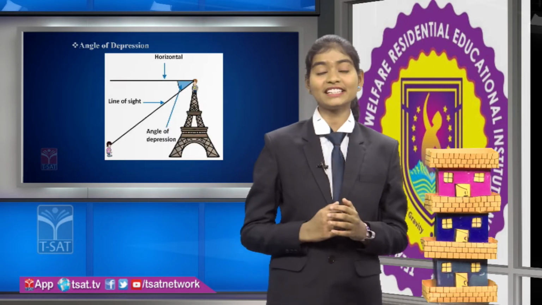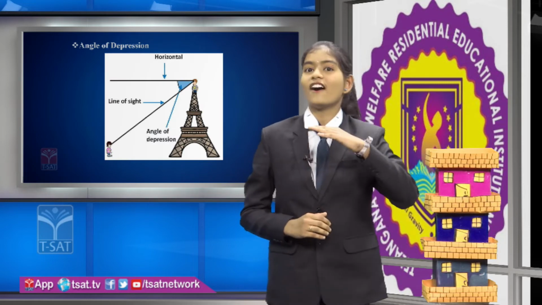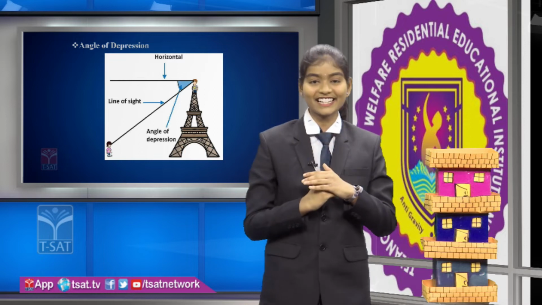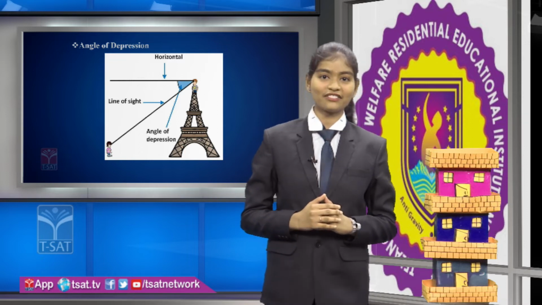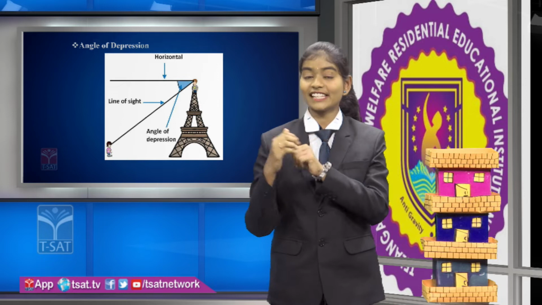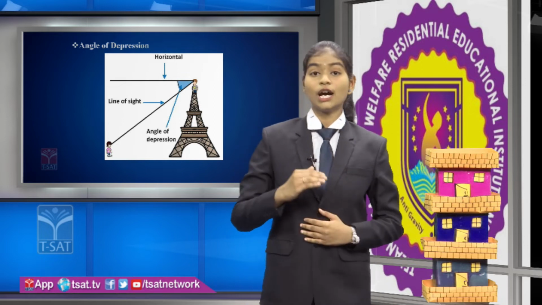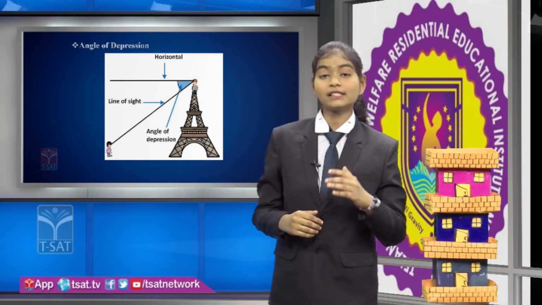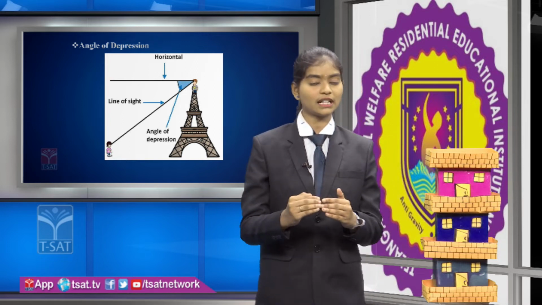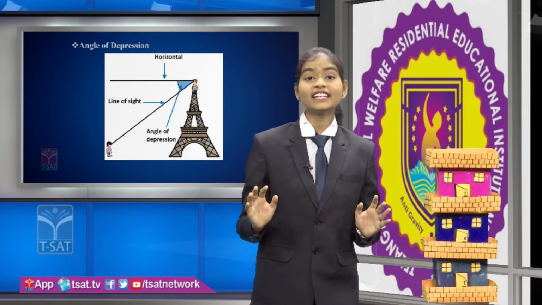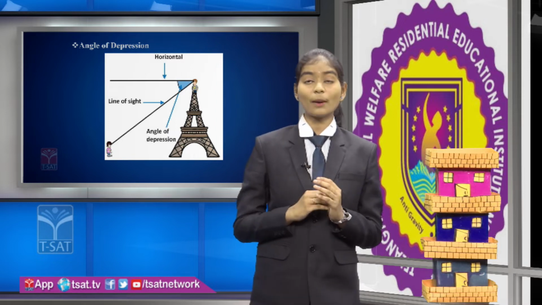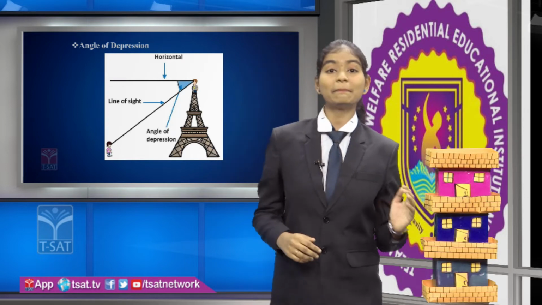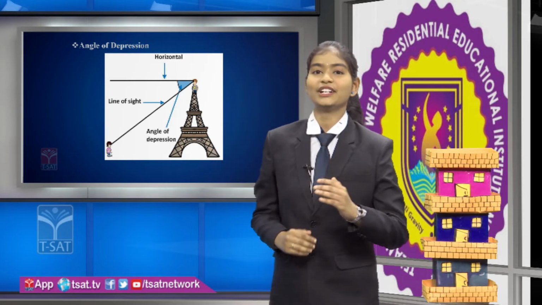Angle of depression is the angle between the horizontal line and the line of sight which is below the horizontal line. Friends, as you can see in this figure, an observer who is standing on the top of the tower is looking at a person who is standing in front of the tower from a far distance. Here, the line of sight is formed between the observer on the top of the tower and the person standing in front of the tower.